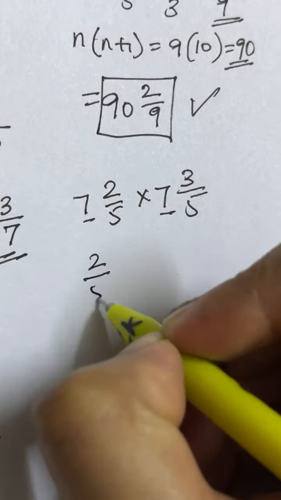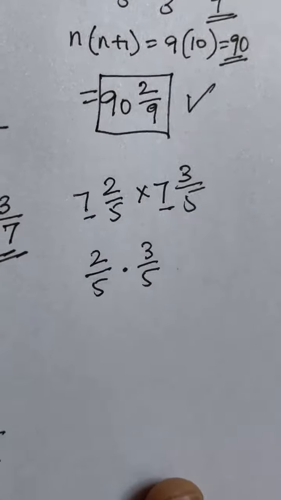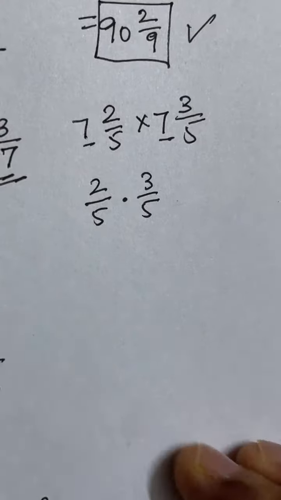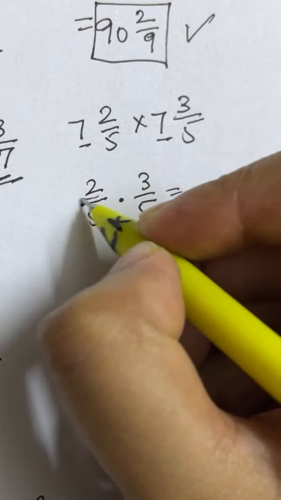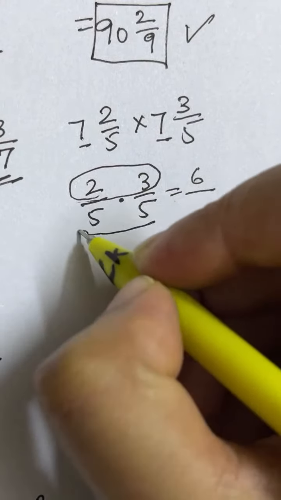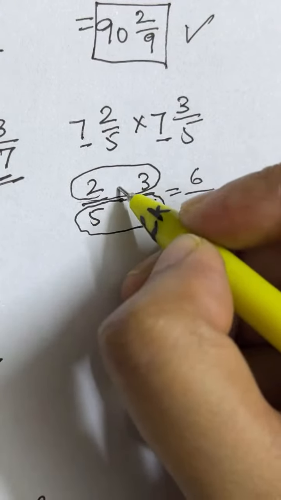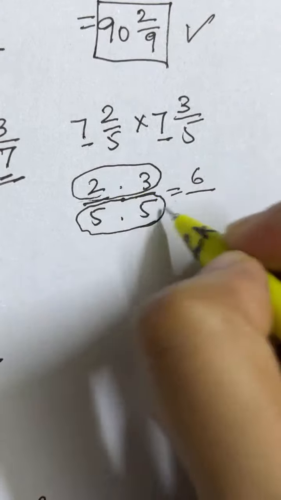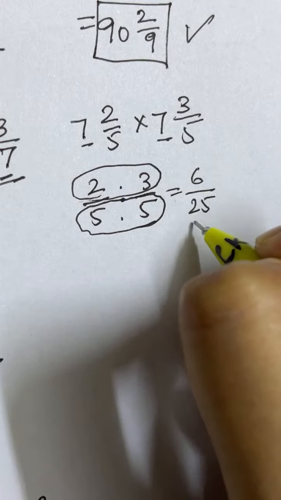That's 2/5 multiplied by 3/5. So 2/5 multiplied by 3/5 will give me 2 times 3, just multiply the numerators. That's 6 divided by, multiply the denominators. Whenever you have multiplication of fractions, it's really simple. You just multiply 2 times 3, 6, 5 times 5, 25. So you have 6 over 25 as a fractional part.